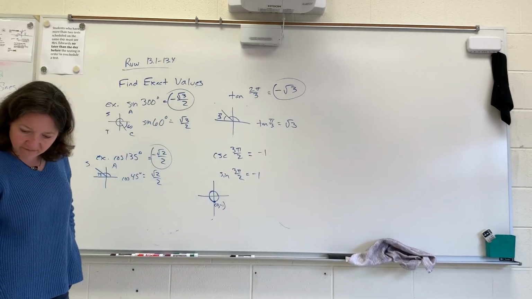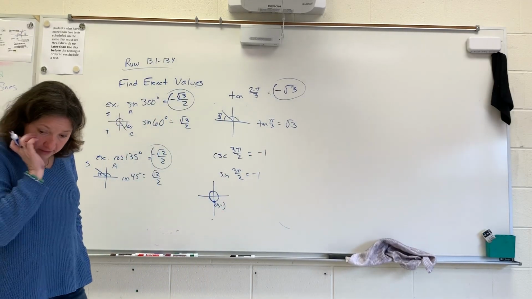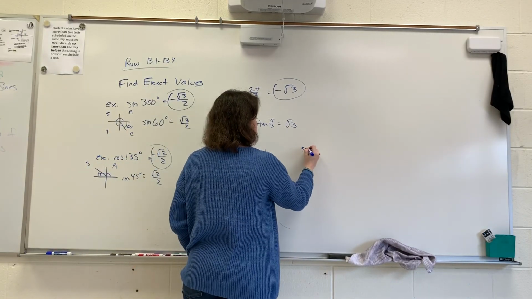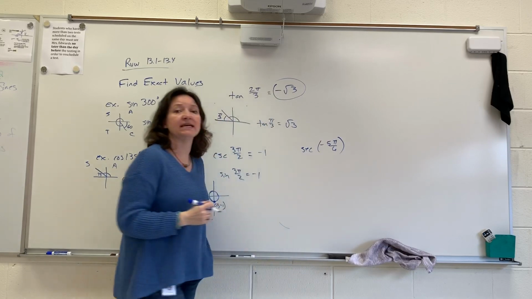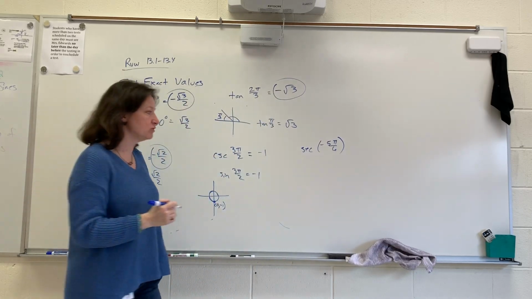And we'll do one final exact value and move on. Secant of -5 pi over 6. How many of you have secant memorized? Not me. What's the reciprocal called?